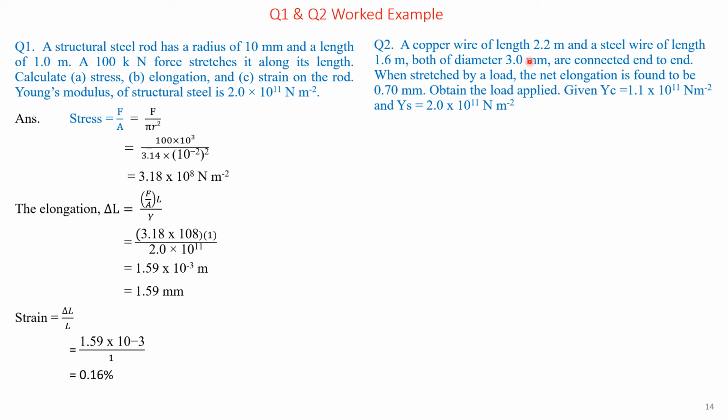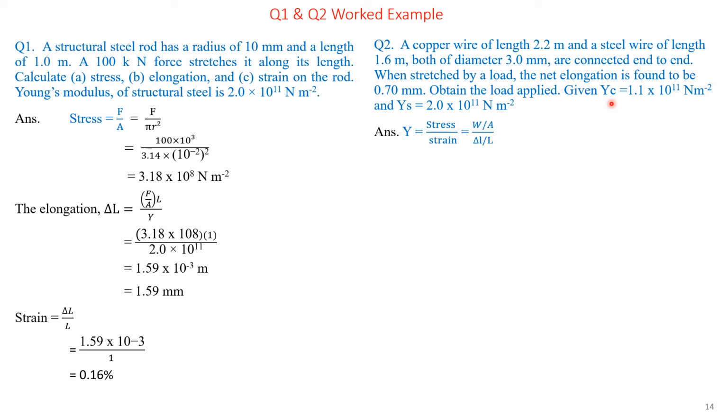Next question. Question number 2. A copper wire of length 2.2 meters and a steel wire of length 1.6 meters, both of diameter 3 millimeter, are connected end to end. When stretched by a load, the net elongation is found to be 0.7 millimeter. Obtain the load applied. Given Young's modulus of copper wire Yc is 1.1 × 10^11 newton per meter square, and Young's modulus of steel is 2 × 10^11 newtons per meter square.